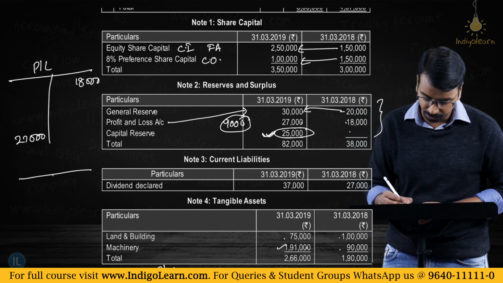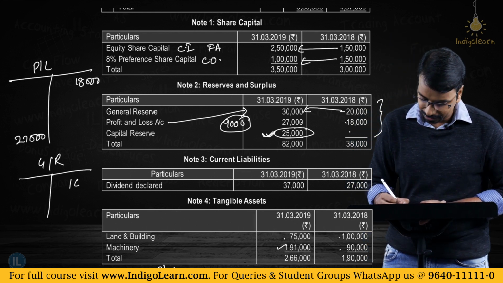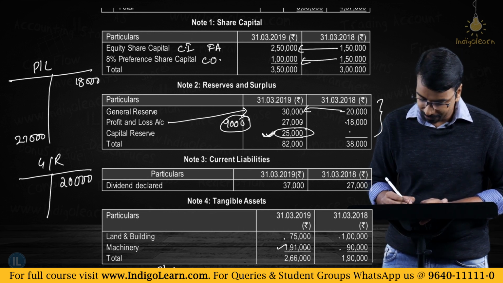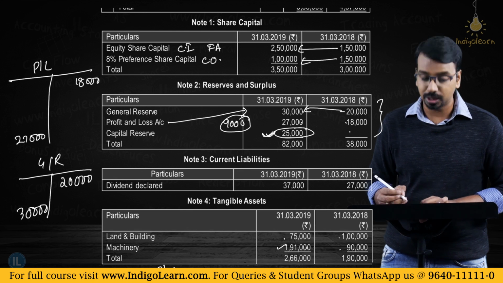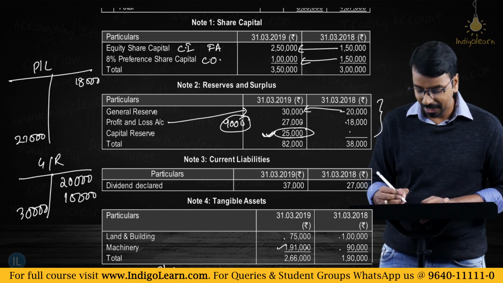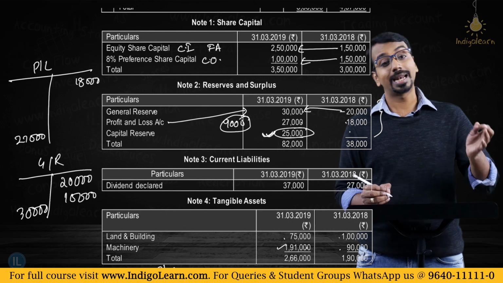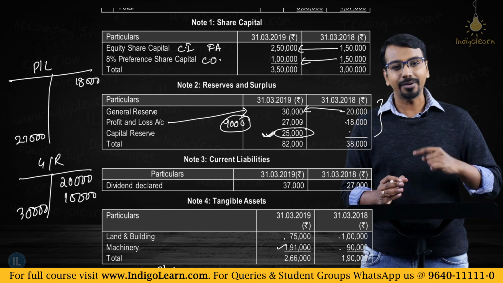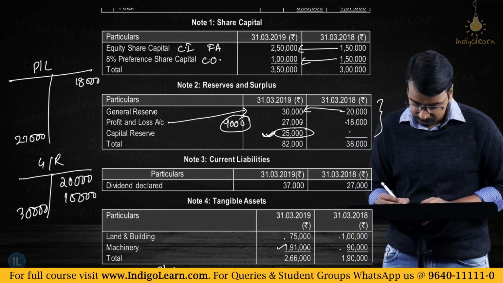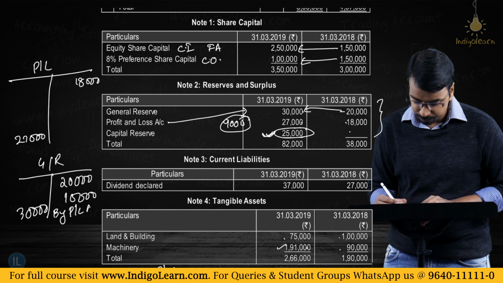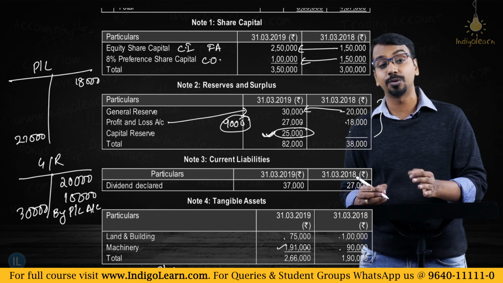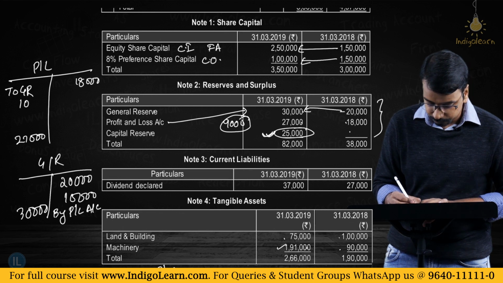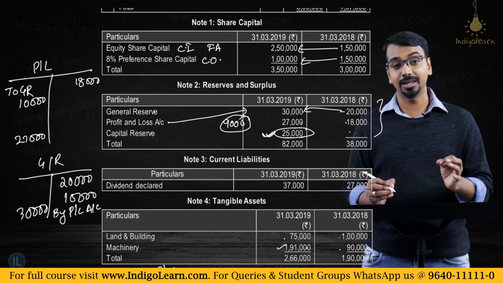So if I prepare a general reserve account, I have opening balance of 20,000 and I have a closing balance of 30,000, which means 10,000 got added. 10,000 got credited to general reserve account, and if no other information is available, this 10,000 would have come from the profit and loss account. You would have debited P&L account and you would have got 10,000 in general reserve. So in P&L account you will say to general reserve 10,000. This is another adjustment.